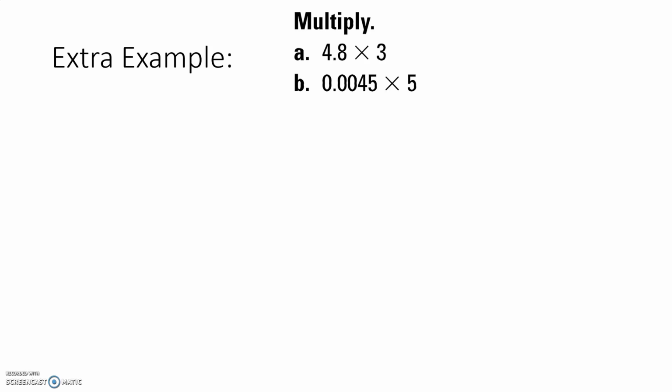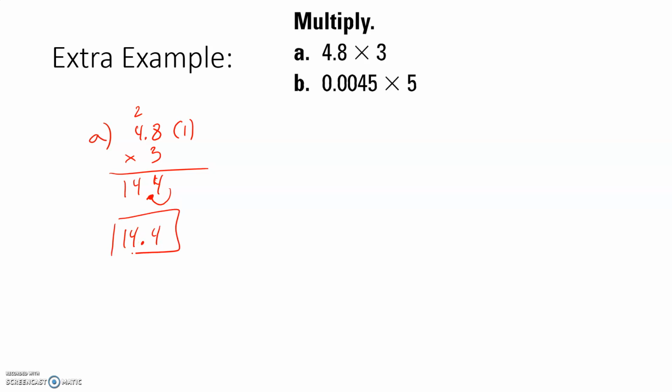All right, 4, letter A. 4 and 8 tenths times 3. 3 times 8 is 24. Here the 2. 3 times 4 is 12, plus that 2 is 14. I have 1 place value to the right of my decimal point, so I'm going to move it over 1 time. And that's my answer, 14 and 4 tenths.